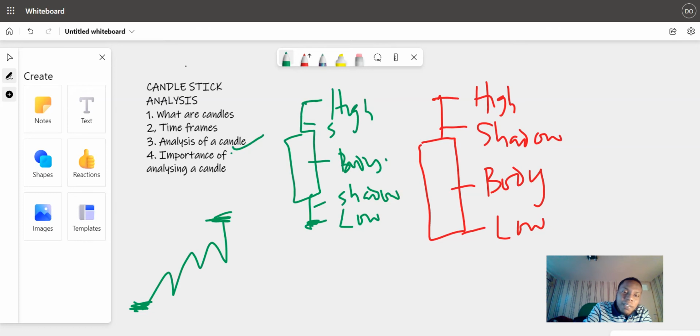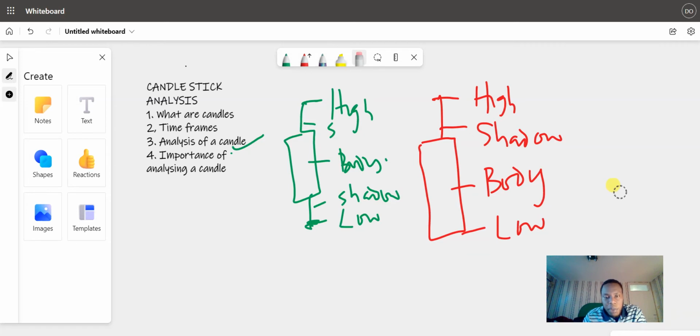Now the entire formation of this led to what we have as this candle. The entire formation of this led to what we have as this candle. I don't know if you get my point. The entire formation led to what we have as this candle. So the market formed this candle after 30 minutes. Okay, so that's for that part.